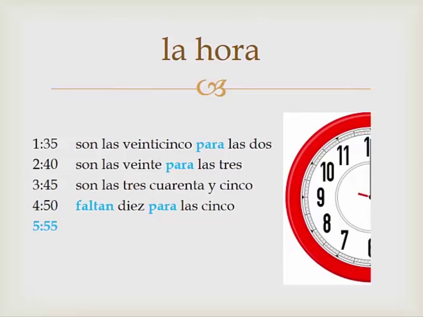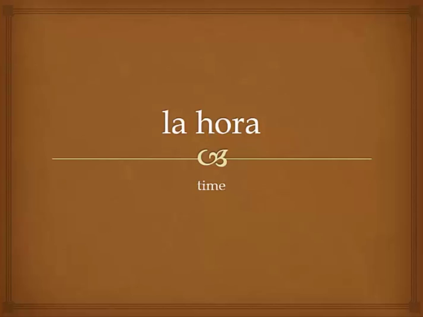5:55, you could say the same way. You could say faltan 5, it's 5 till. And if you want to clarify, faltan 5 para las 6. It's 5 to 6. So these are some alternative ways to say the time on this left-hand side of the clock. Son las 25 para, or you can say faltan para. Learn those and give those a try when you're speaking Spanish with others. La hora, how to tell time using falta y para.